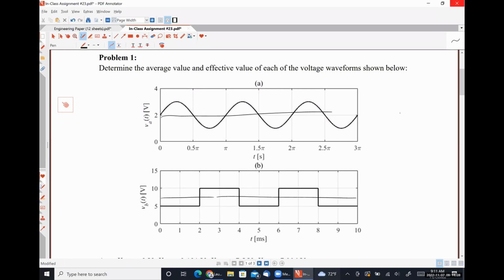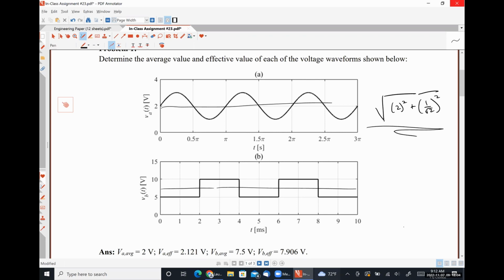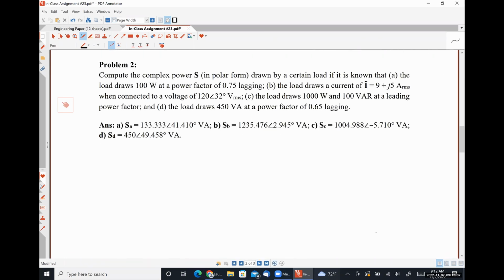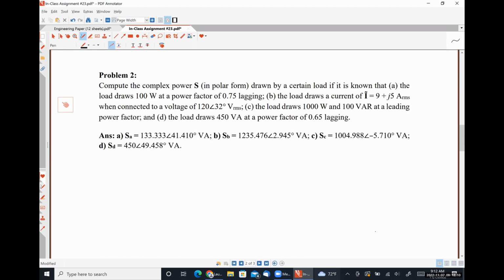So effectively, the effective value of this guy here is going to be the square root of 2 squared plus 1 over the square root of 2 squared. We square the effective values of each part and then add them together and take the square root. For this guy down here, you can easily do it using the method that we described in class using the integral. This is the exact same result you would get from using the integral, but much faster. So just as a heads up there, you'll use that in your homework a couple of times.